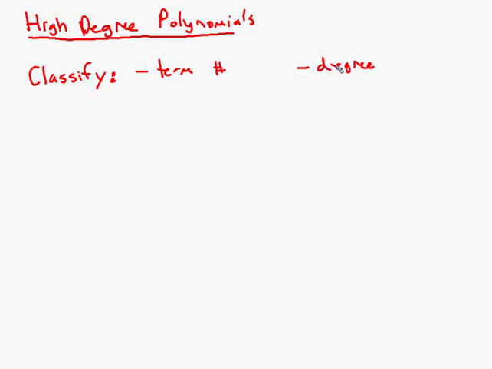Now, when I say degree, I don't mean degree as in an angle. So the degree of a polynomial is going to be the highest exponent. And actually, I'm going to put exponents. So let's do a few examples of degree.